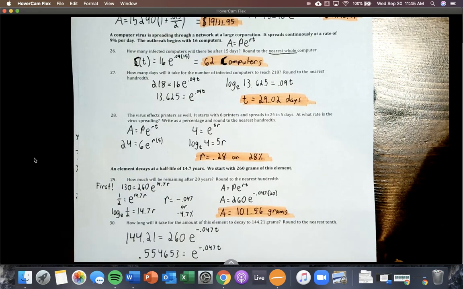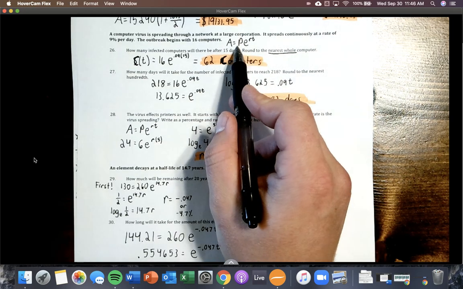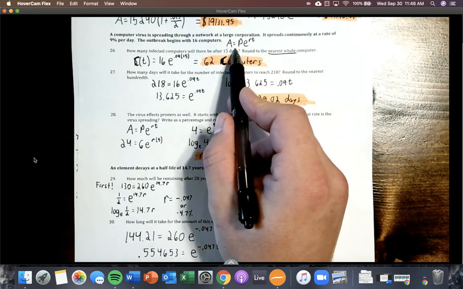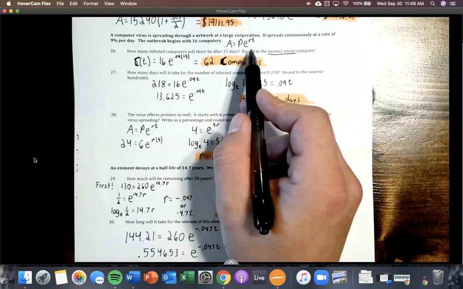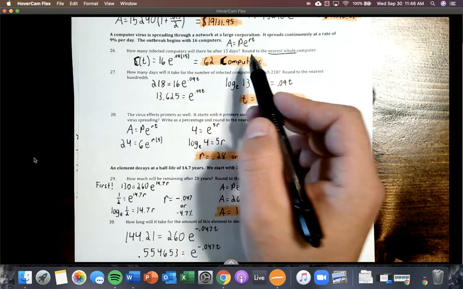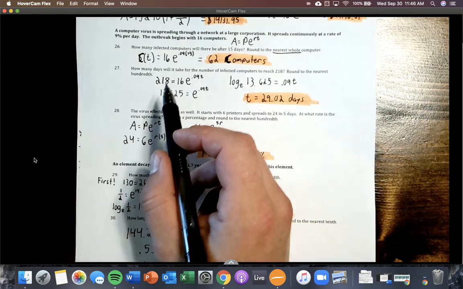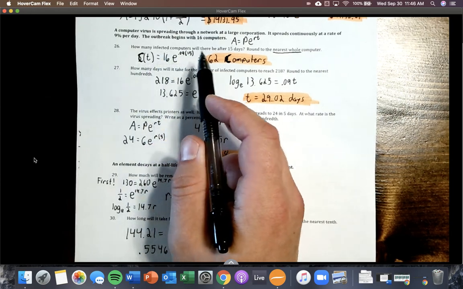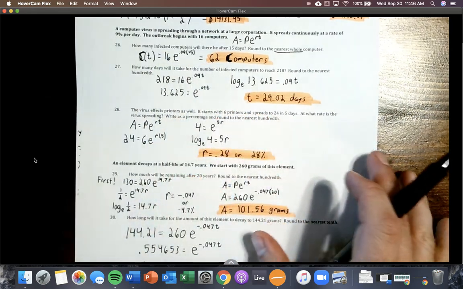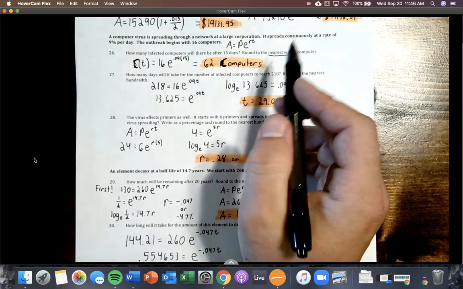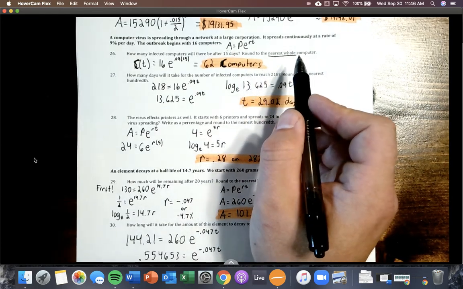So for the next one, we're talking about exponential growth and decay. This one says a computer virus is spreading through a network at a large corporation. It spreads continuously at a rate of 9% per day. The outbreak begins with 16 computers. So when we're talking about exponential growth or decay, we're using this equation, A equals P times e raised to the rt. And we want to know how many infected computers there will be after 15 days. Round to the nearest whole computer.